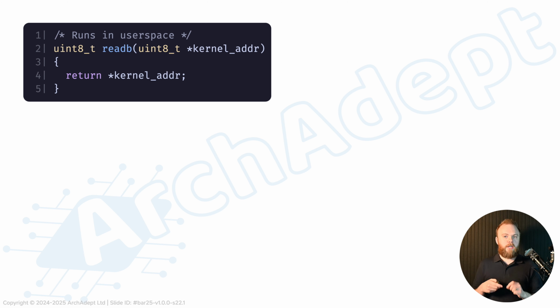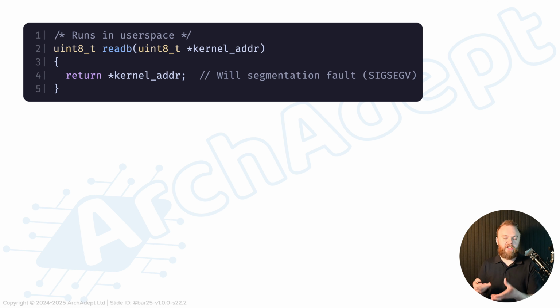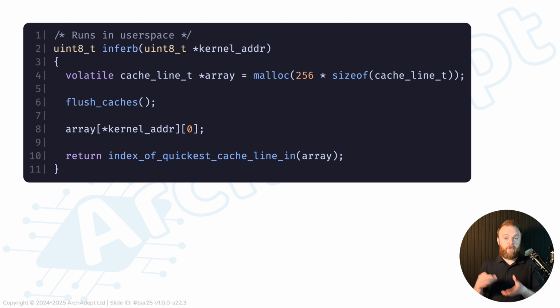So let's say we update our readB function to be like this. Rather than taking a regular address, we're now taking a pointer to some kernel address, dereferencing it and returning the loaded value. What's going to happen here? Well, clearly this isn't going to work, right? If we're some user space application trying to arbitrarily read some kernel space address that we don't have access to, then the MMU is going to raise a permission fault and our application is going to be killed. And of course, the exact same thing will happen if we try to dereference a kernel address in our inferB function too, right? Yeah, of course it will. This is not a trick question. So we're fine, right?